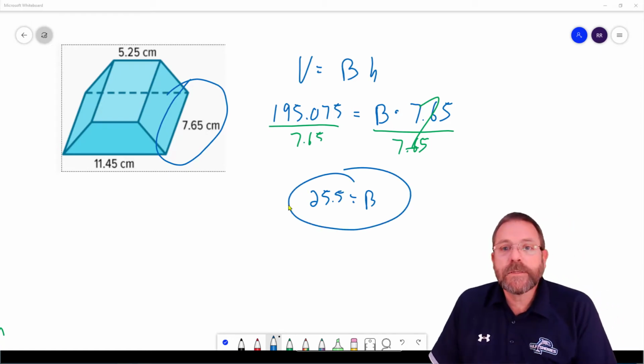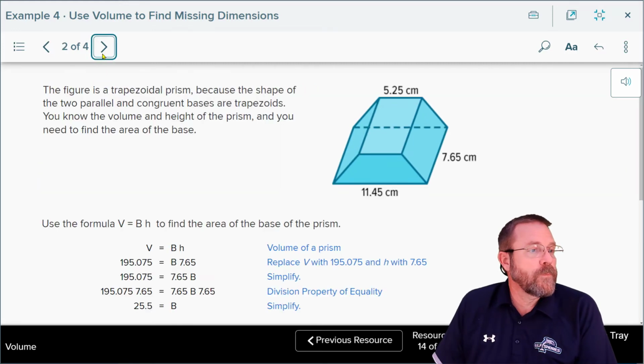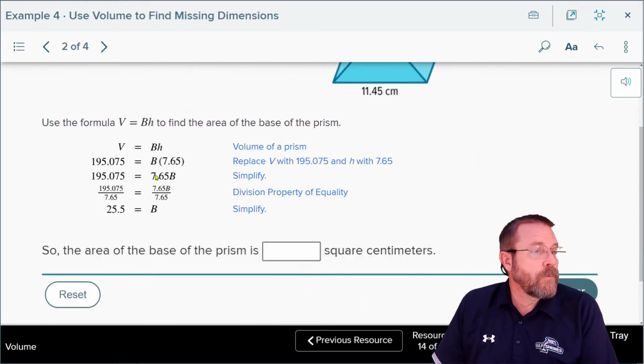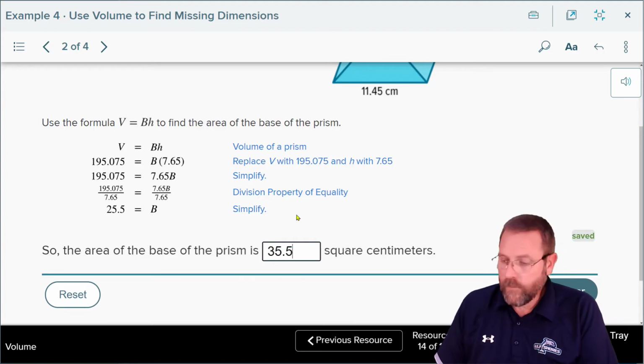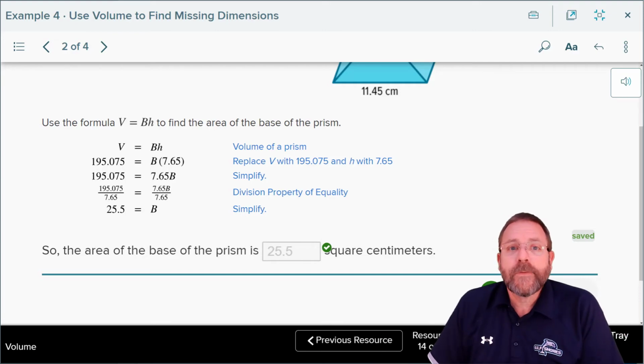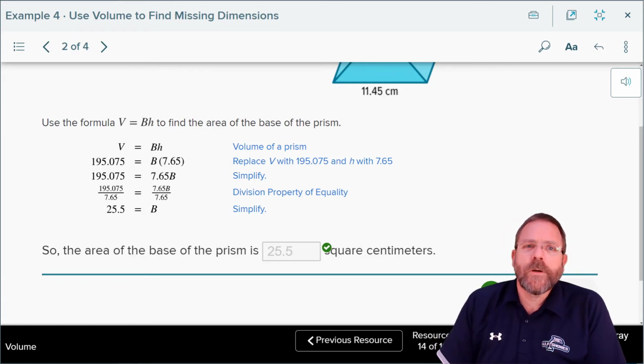That is the same exact thing that the textbook came up with. They did their work a little different than I did, but not really even a whole lot different. So right there, 25.5. Check your answer. That's going to be the base area. They're not looking for the height. They're only looking for the base area. It's really important to read your questions before you work the problem.